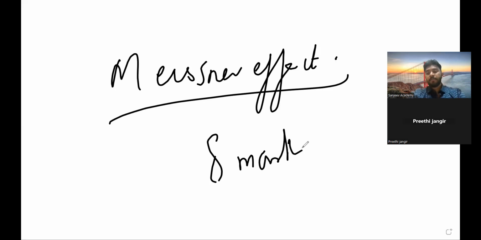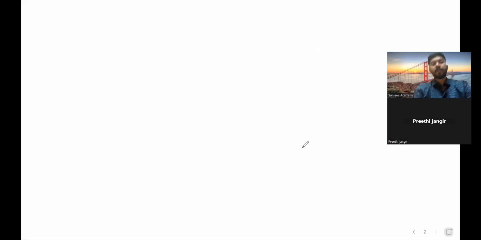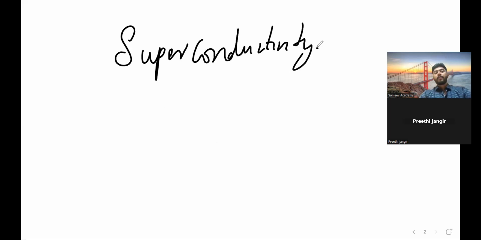But before knowing what is Meissner effect, we have to know what is superconductivity. I think we all know what is superconductivity. Correct? Yes or no? I think you can use the chat option. Yeah. So heard about superconductivity. Yes or no?